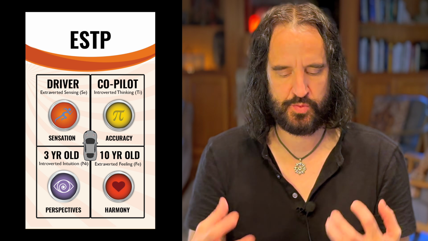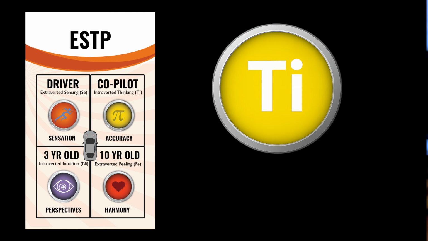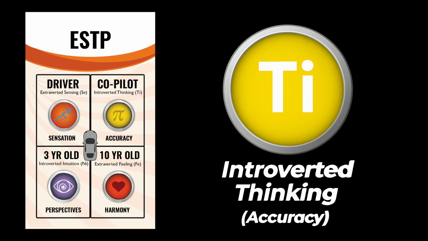Right next to the driver is the co-pilot. This co-pilot we've nicknamed accuracy. This is where you are the strongest in that sensation and this accuracy. So if sensation is how you look through the world, accuracy is going to be how you make decisions, really good decisions for yourself. It helps ESTPs slow down, analyze, and make logical sense of their world. Without it, you can just chase experiences, but this helps you refine the experiences that you're going after.